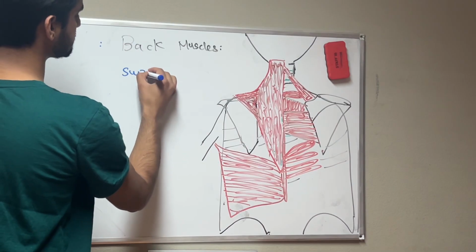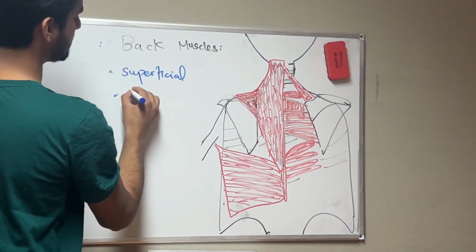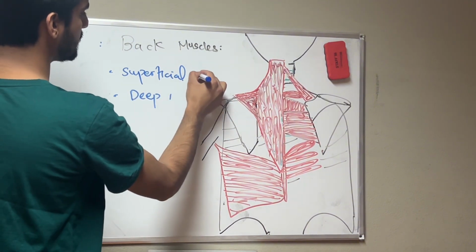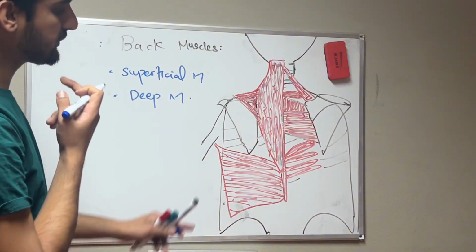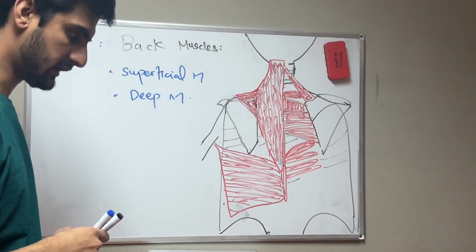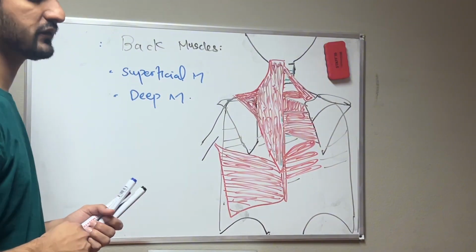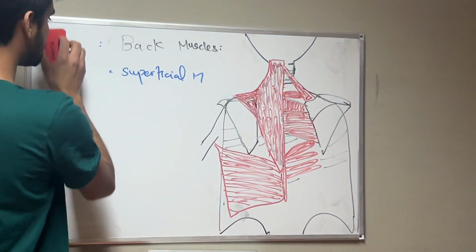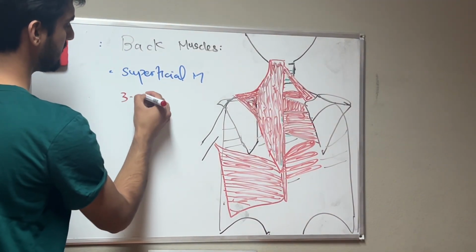superficial and deep muscle. Superficial muscle and deep muscle. Okay, these are the two groups which we find in the back muscle. Okay, superficial muscle. Our topic to discuss is superficial muscle of the back. Superficial muscle, we have in three layers.